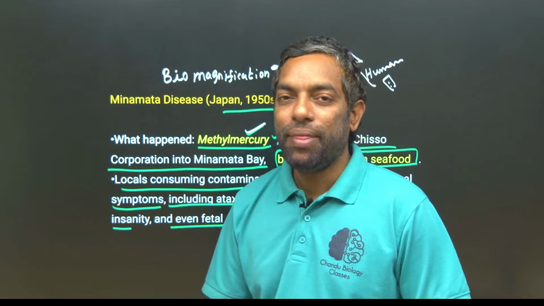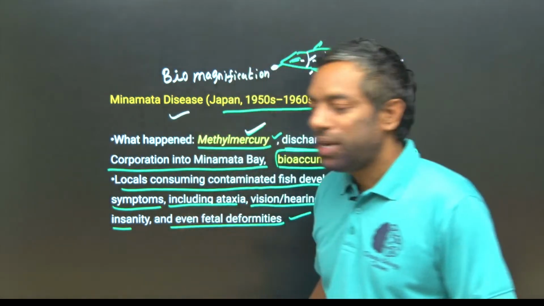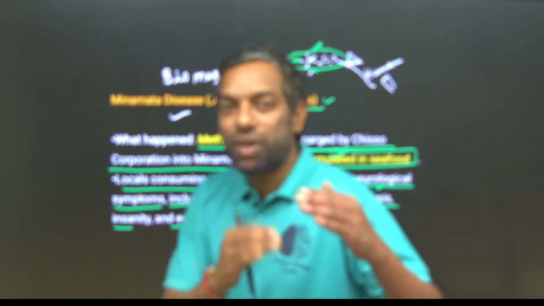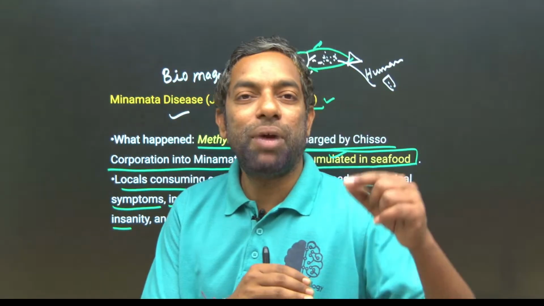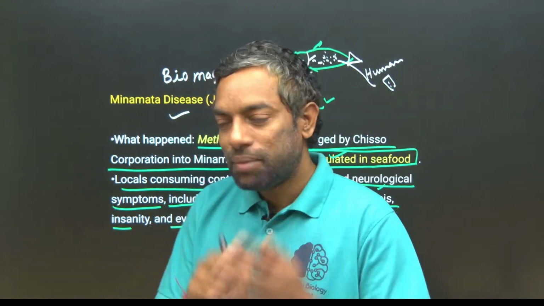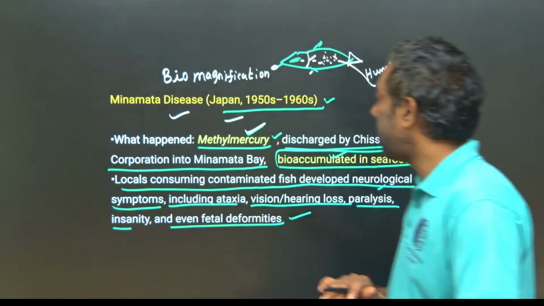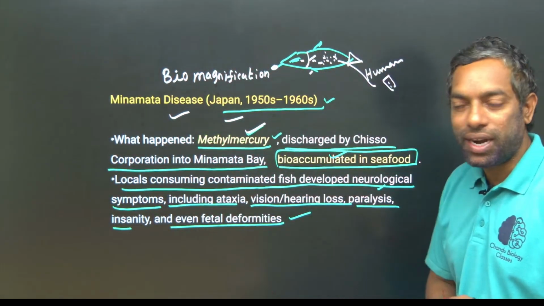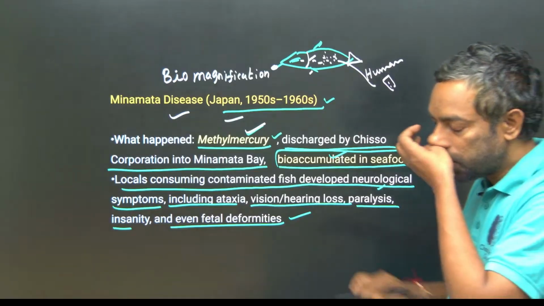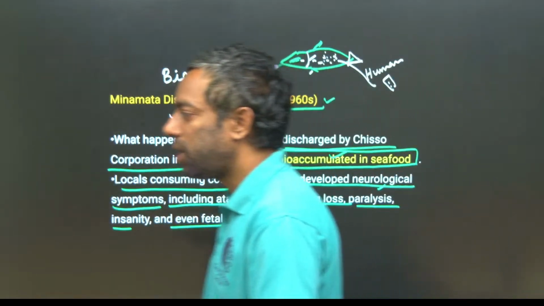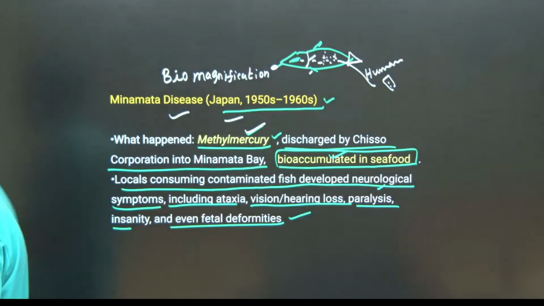An example is Minamata disease. They can ask you which one of the following diseases comes under biomagnification. That is Minamata disease, in Japan during 1950 and 1960. They can ask you such questions, guys, most important for disaster management.